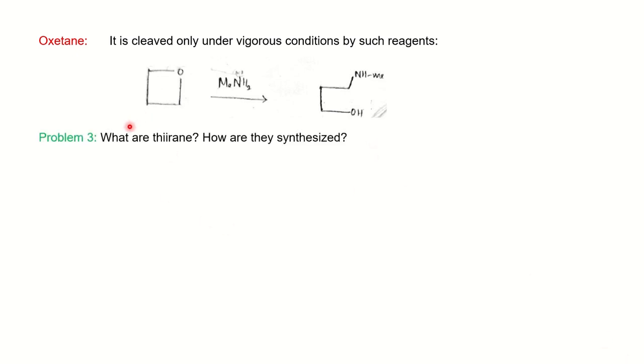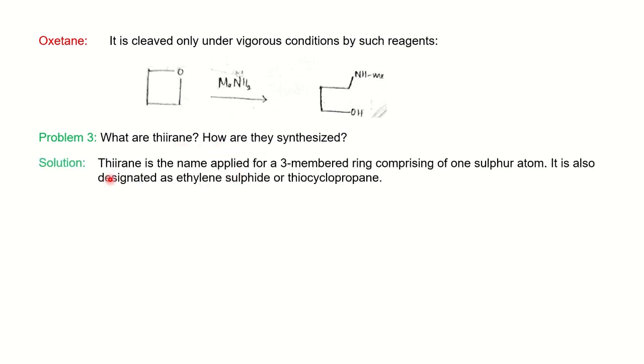Now the next question is, what are thiiranes? Thiirane is a three-membered ring having sulfur, and we will see how it is synthesized. Thiirane, as we have already seen, is a three-membered ring comprising one sulfur atom. It is also designated as ethylene sulfide, or one can also call it thiocyclopropane. Now we'll see the synthesis.